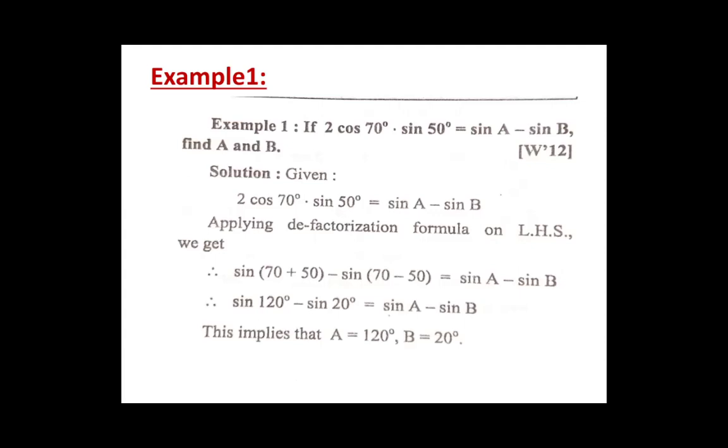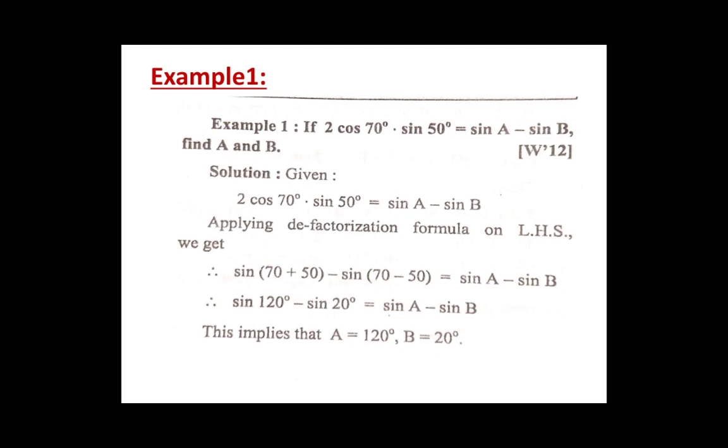Students, in the previous video we had seen the defactorization formulas. There are 4 defactorization formulas: 2 are derived from sin(a+b) and sin(a−b), and the remaining 2 were derived from cos(a+b) and cos(a−b). Now in this video we are going to see examples based on the defactorization formulas.